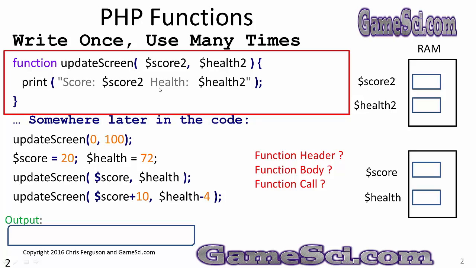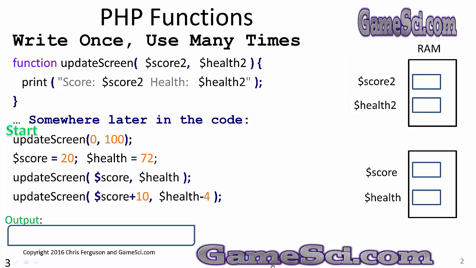And where's the function call? The function call is outside of this box. I call this function several times, 1, 2, 3 times down here. There are 3 function calls here. And again, that means I don't have to update 3 different places in the code. If I want to change how this updates the screen, I change the one function and all 3 of these places update. So let's trace this code and see what happens.